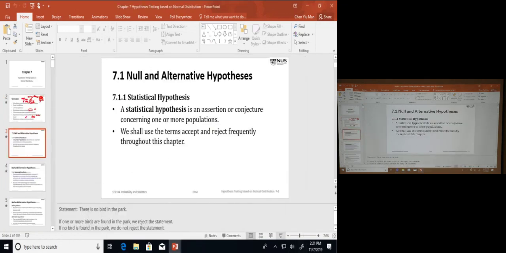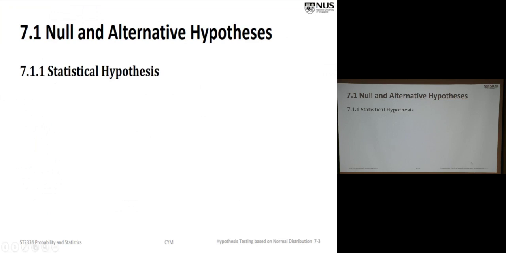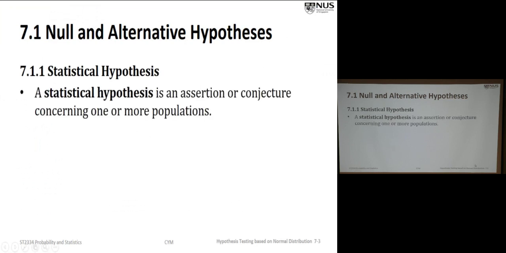Okay, so hypothesis, and alternative hypothesis. A statistical hypothesis is a statement, assertion, or conjecture. A conjecture is still a statement, but I don't know whether it's true or not. Just like if I say A plus B equal to 1, this is a statement. It can be true, it can be false. So it's a statement with truth values.